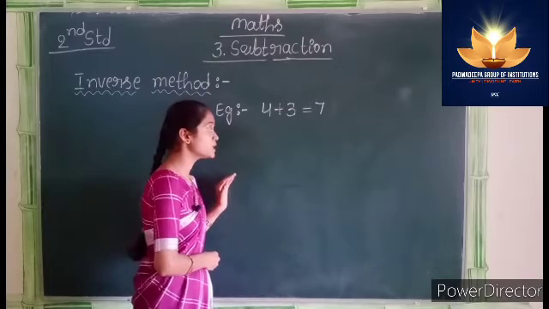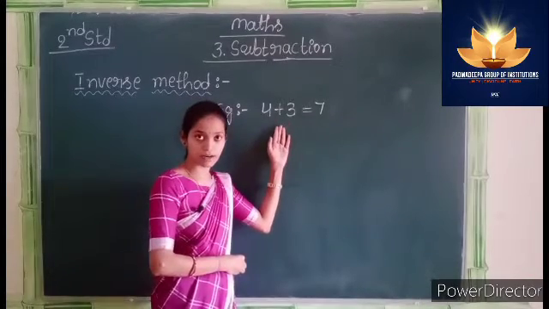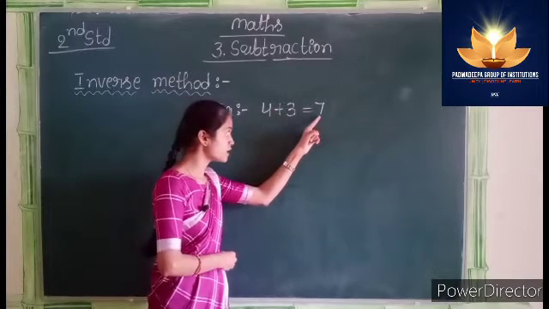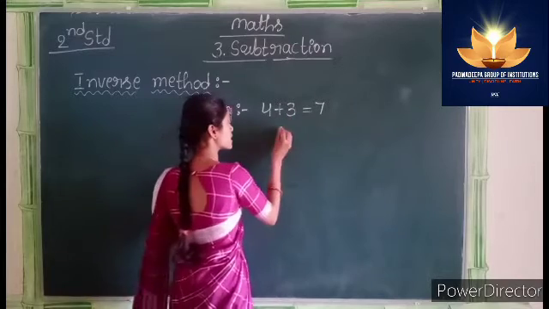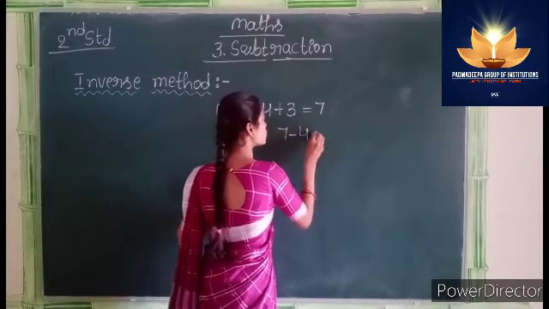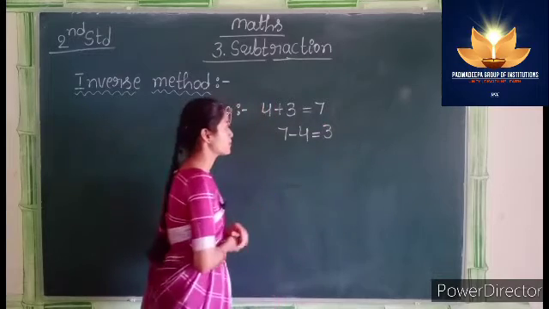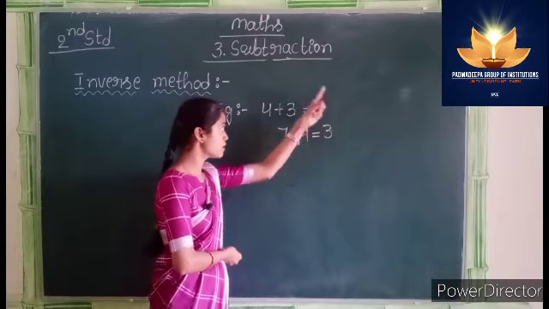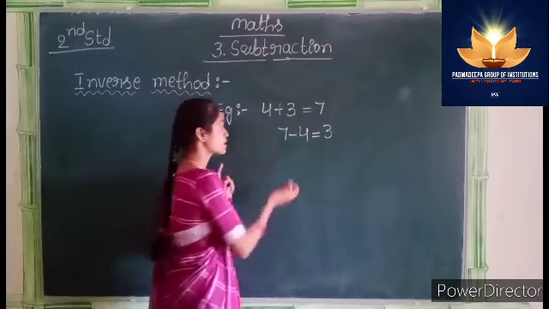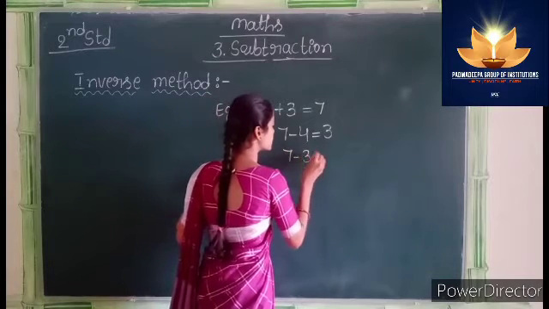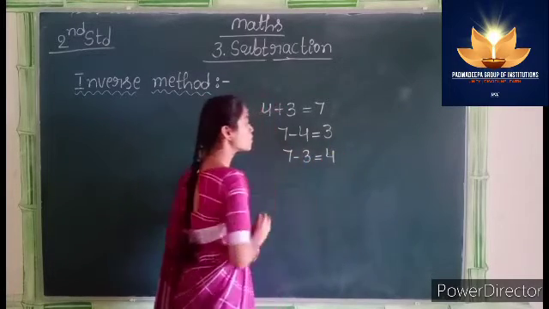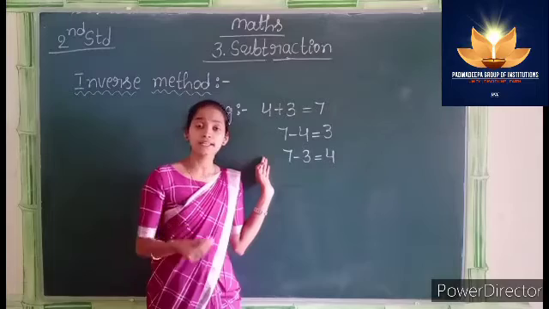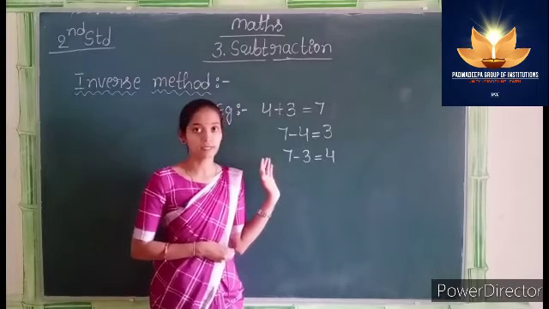Now we have to apply the inverse method to this equation. When we subtract 4 from this 7, we get 3. 7 minus 4 is equal to 3. And when we subtract 3 from this 7, we get 4. 7 minus 3 is equal to 4. This is what we call the inverse method. Let us solve some more problems on this inverse method.